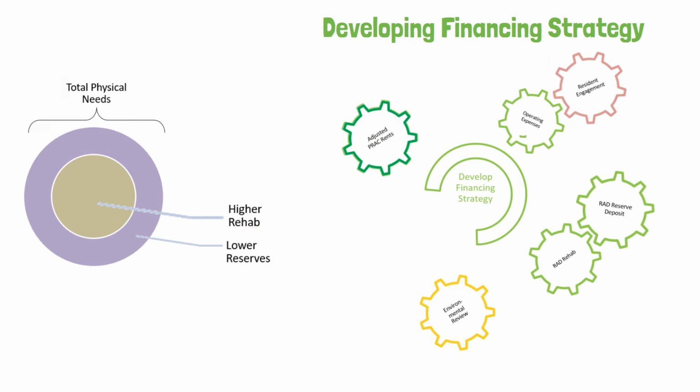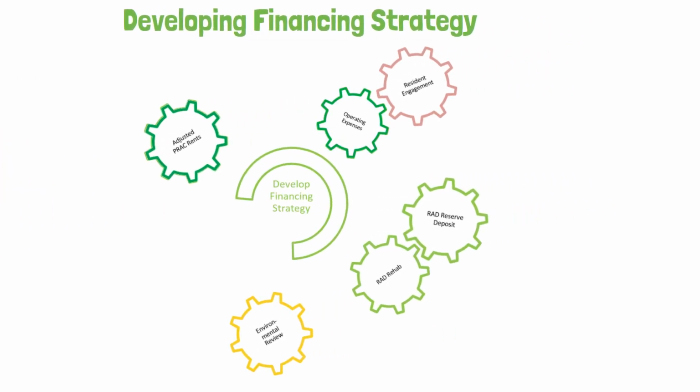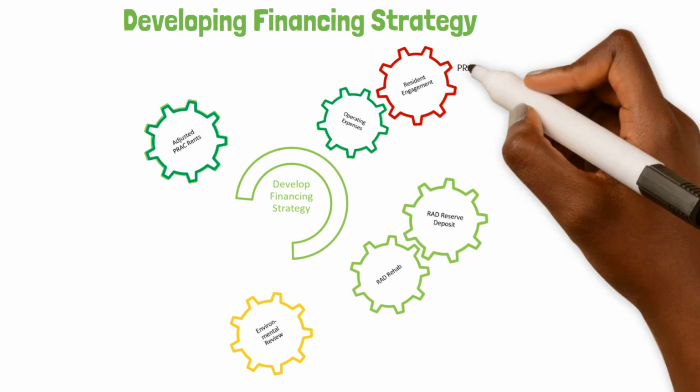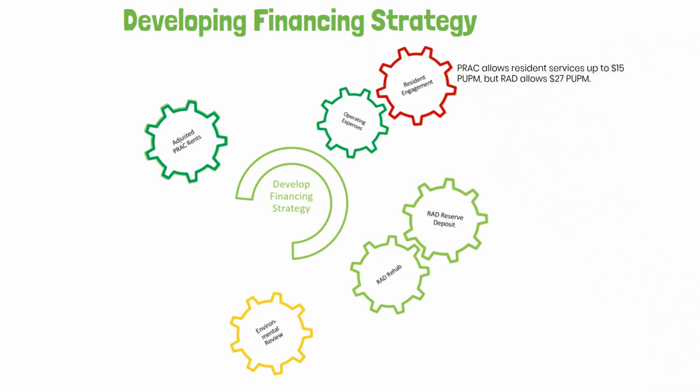Your strategy includes a careful re-examination of your operating expenses. Your resident engagement efforts will help you ensure that these operating expense levels include the right approach to resident services. Your submitted conversion plan must include a resident services plan, so your operating budget must reflect those costs. Under PRAC, the budgeted amount may be up to $15 per month. However, properties converted through RAD may obtain budget approval for up to $27 per unit per month.